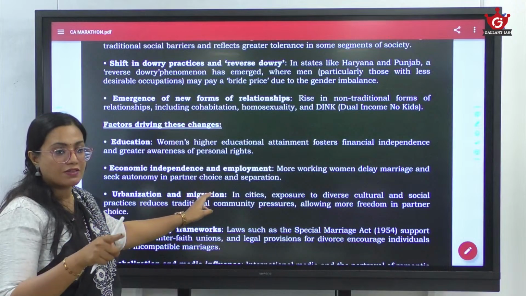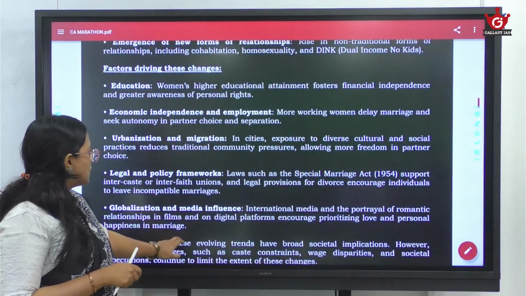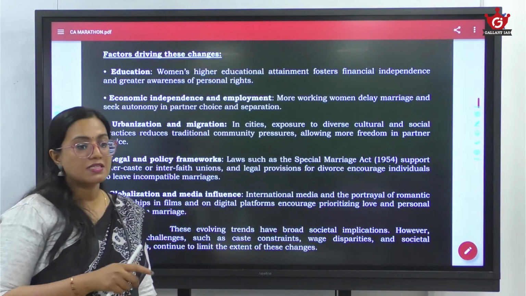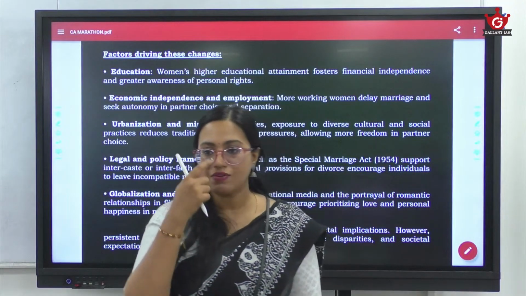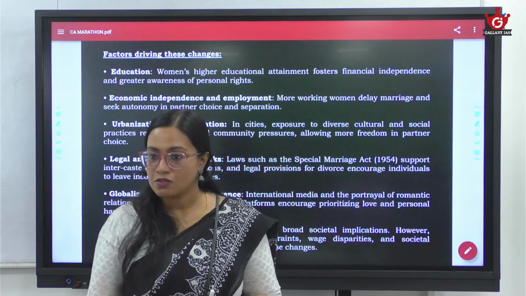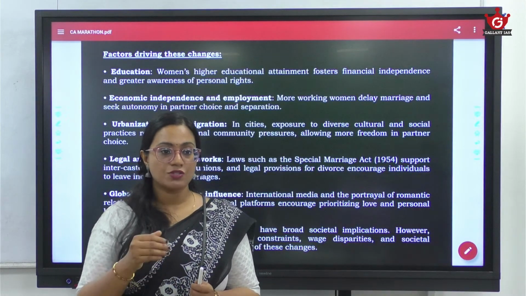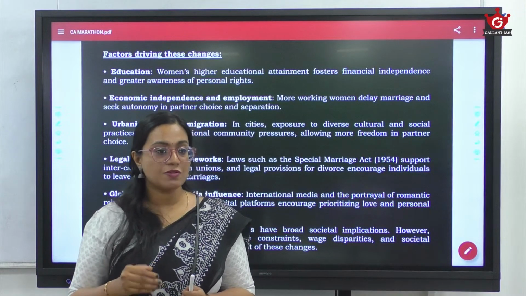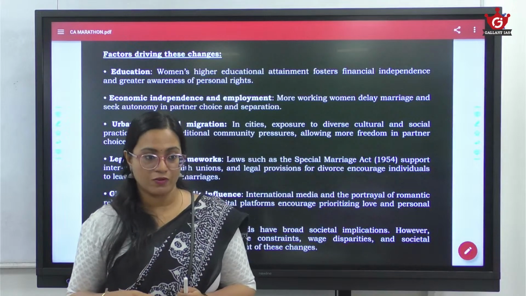Factors driving these changes. The question has two parts. What are the factors driving these changes? There you can write education, economic factors, urbanization, legal and policy framework, globalization. See, you should understand one thing. This is a very general question, a very social, society-related concept. So while answering such questions, you should have more points. Any question which is general in nature should have more valid points.